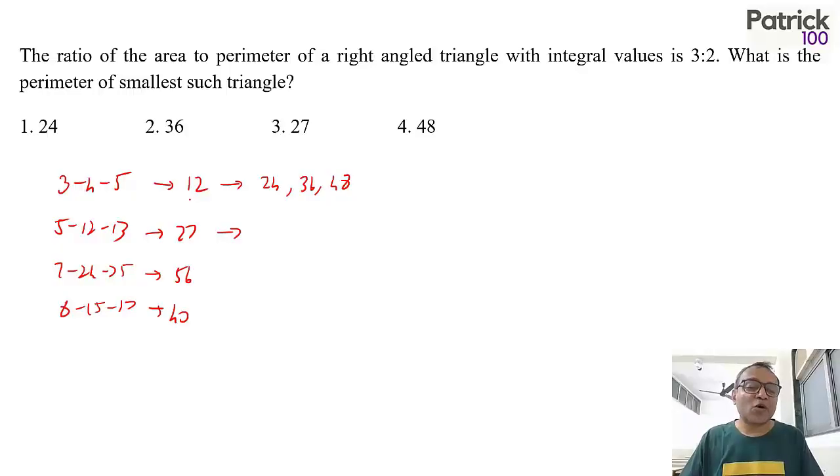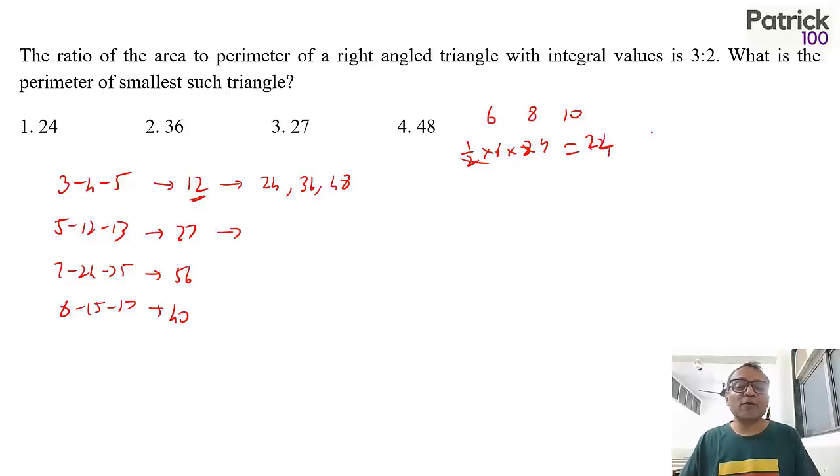Let's start with the smallest, which is 24. If I take 24, the triangle will become 6, 8, 10. Perimeter is 24. Area is half into 6 into 8, sorry, 6 fours are 24. Area is 24, perimeter is 24. The ratio is 1:1, so this doesn't satisfy.